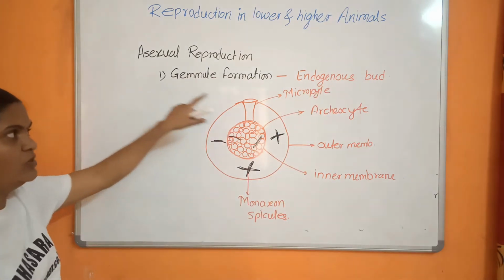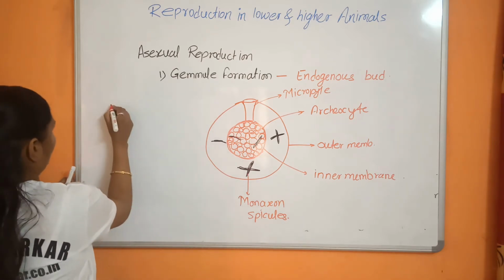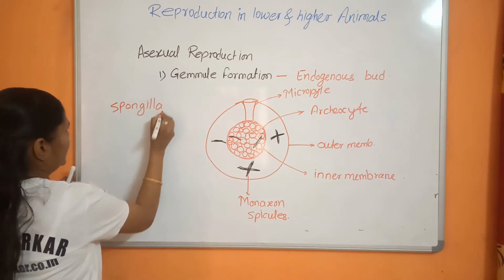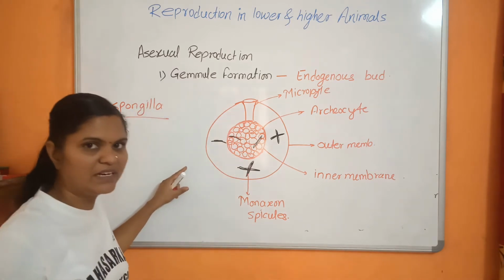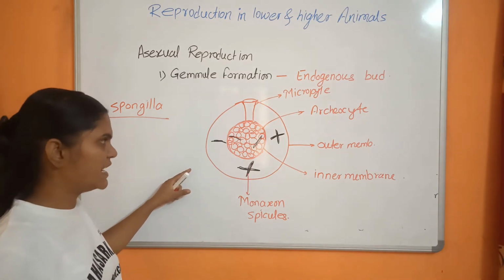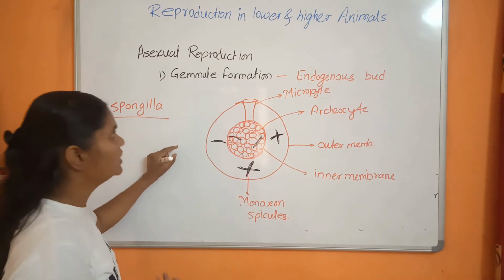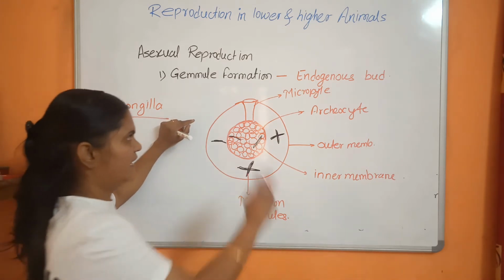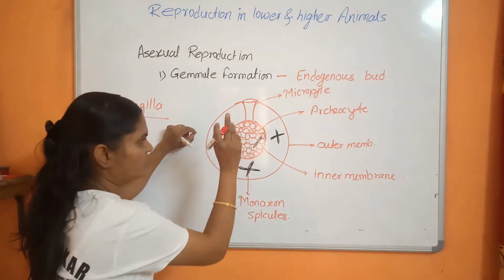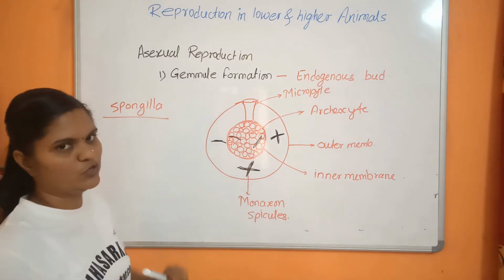Now what is the gemmule? An endogenous bud which is produced inside the body of Spongilla. It is produced in unfavorable conditions, such as unfavorable temperature and water scarcity. In that condition, Spongilla produces such a bud, called an endogenous bud, that is the gemmule. So gemmules contain archaeocytes, outer membrane, inner membrane, spicules and micropyle.